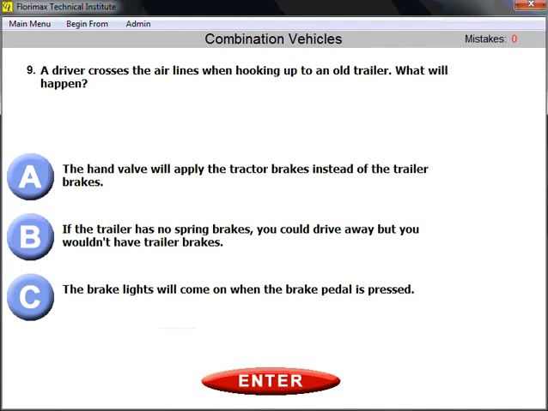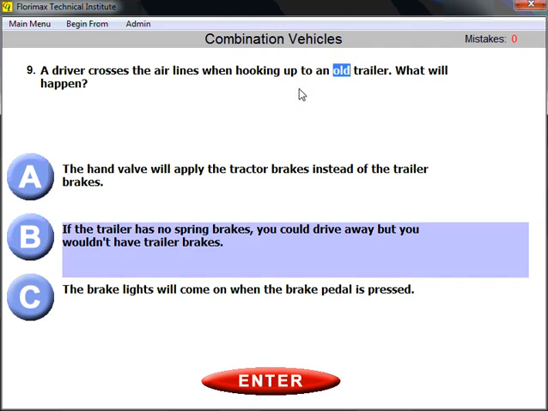Question number 9. A driver crosses the airlines when hooking up to an old trailer. What will happen? What does it mean, old trailer? You need to remember: when you read old trailer, it needs to come to your mind that old trailer means made before 1975. And those trailers usually do not have spring brakes.